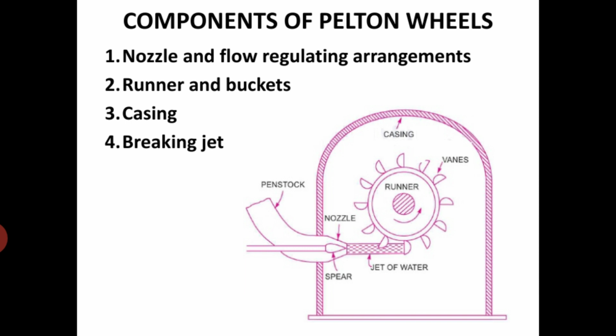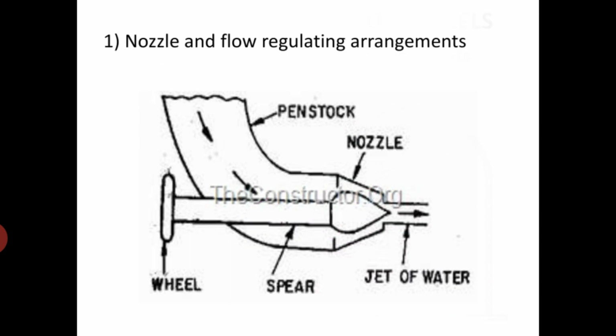This Pelton wheel is a tangential flow impulse type of turbine, named after L.A. Pelton, an American engineer, and is suitable for high head and low discharge. This schematic picture shows the Pelton wheel, and its main components are the nozzle and flow regulating arrangement, runner and buckets, casing, and braking jet. So we'll discuss them one by one. First, the nozzle and flow regulating arrangement.